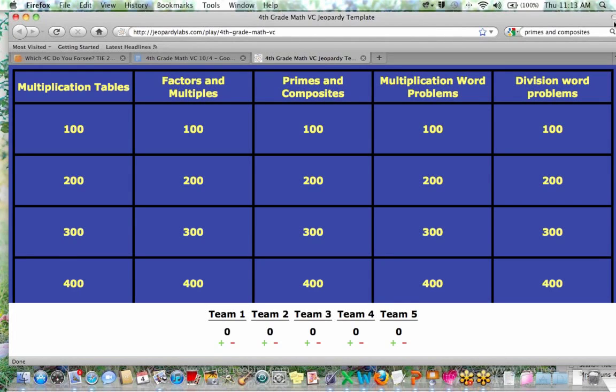Okay. Ooh, wow, factors and multiples. We actually didn't talk about factors and multiples. I kind of skipped over that and forgot. So can somebody give me a definition of what a factor or a multiple is?